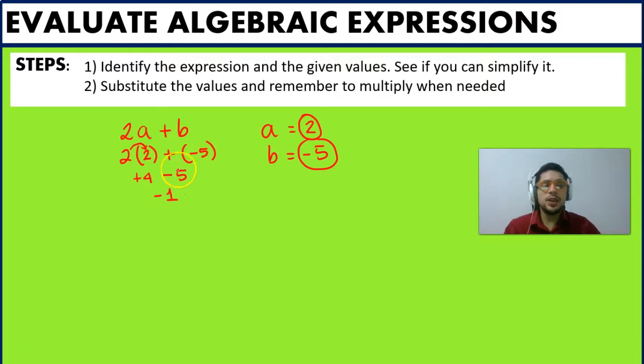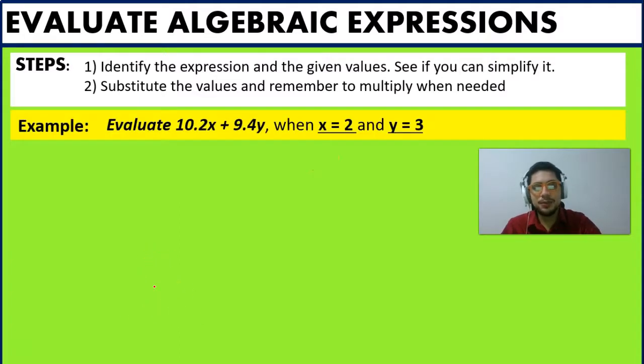So as you can see, we're basically identifying the expression with the given values, 2 and minus 5, and in this case, we couldn't simplify it further. And after that, we substitute the values. And after we substitute the values, we have a normal expression that we can solve.